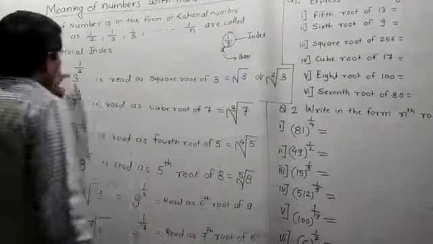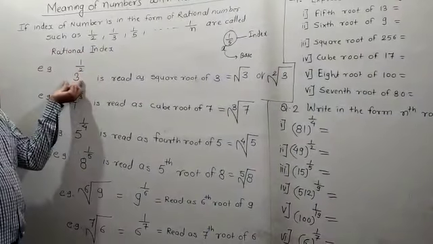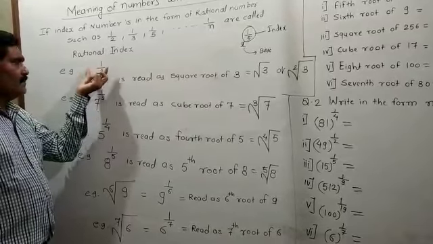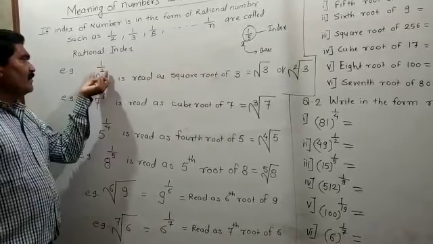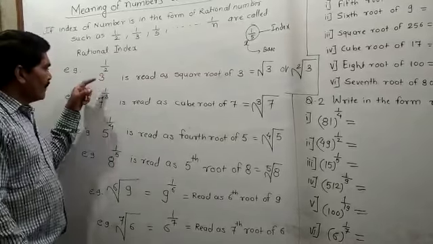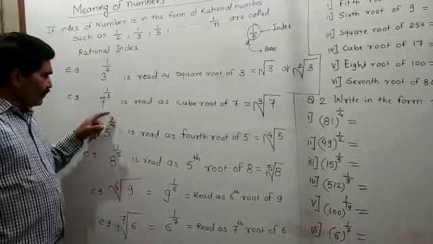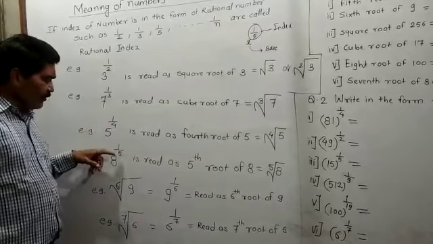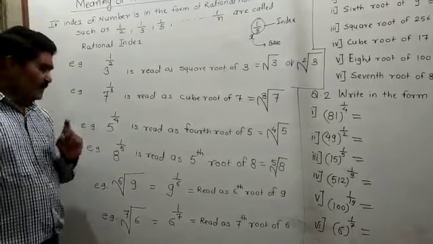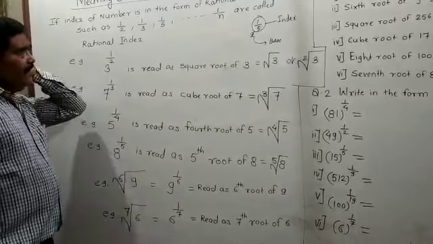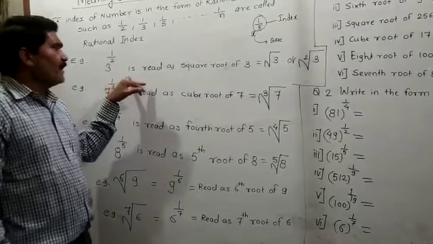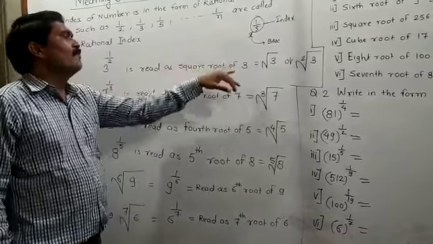Then 3 raised to 1 half, 3 is the base and 1 half is the index, but this is a rational number. So how do you have to read? 1 upon 2 means square root, 1 upon 3 means cube root, 1 upon 4 means fourth root, 1 upon 5 means fifth root, 1 upon 6 means sixth root, 1 upon 7 means seventh root. Then 3 raised to 1 half you will read as square root of 3.